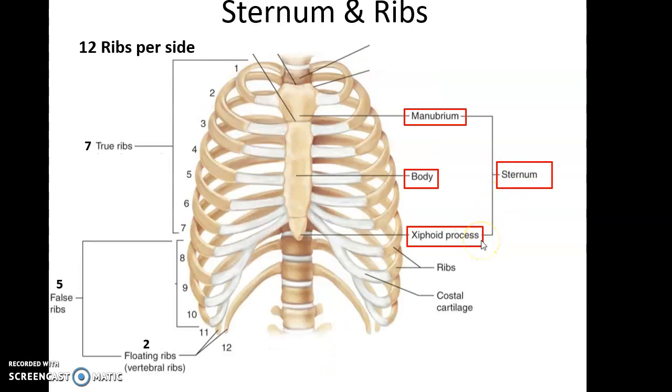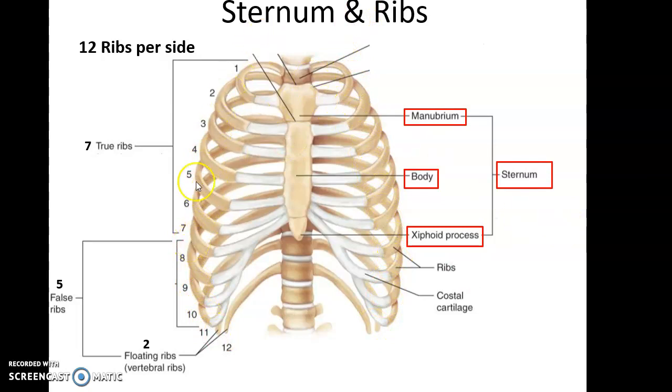Moving on to the thoracic cage. The thoracic cage forms the bulk of the thoracic cavity. It includes anteriorly the sternum. Here's this flat bone, the sternum. The sternum has 3 pieces, the manubrium, the body, and the xiphoid process. And then, of course, we have 12 pairs of ribs, 12 ribs on each side.